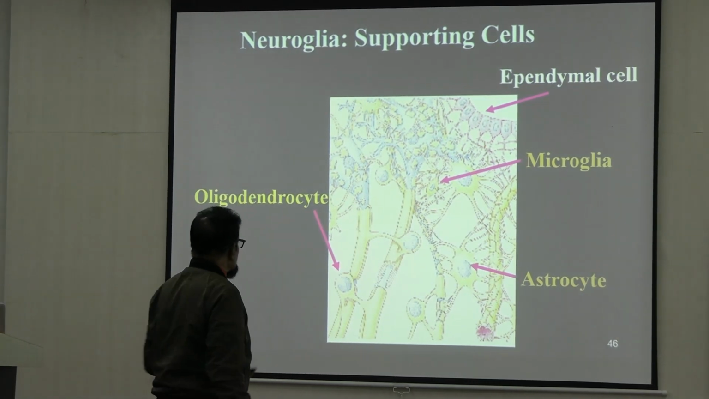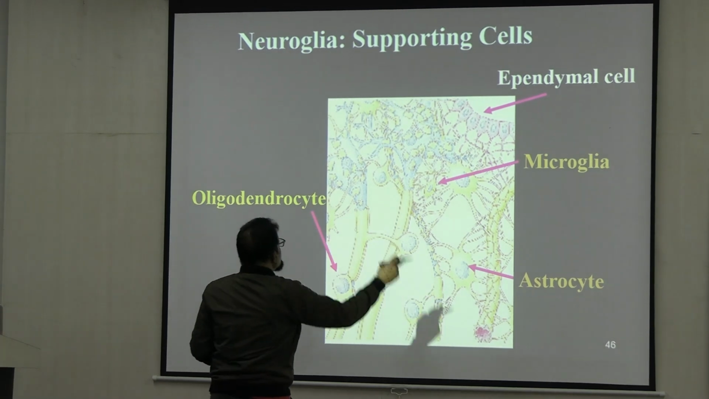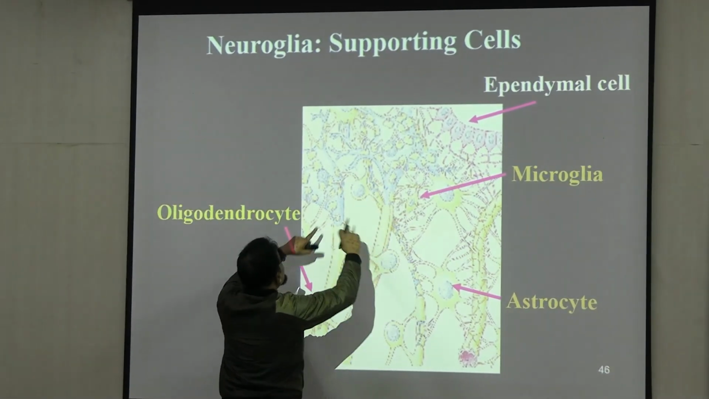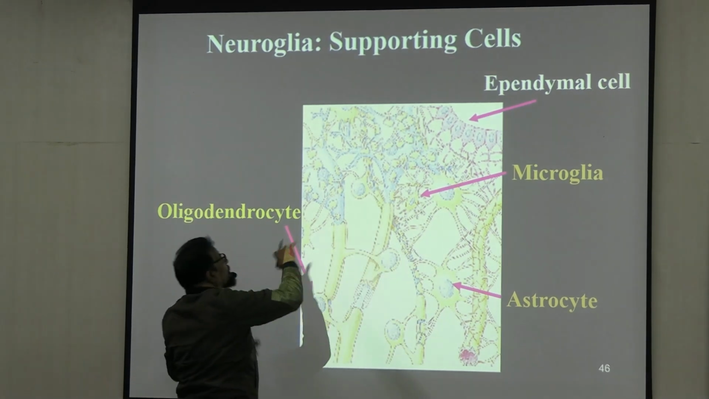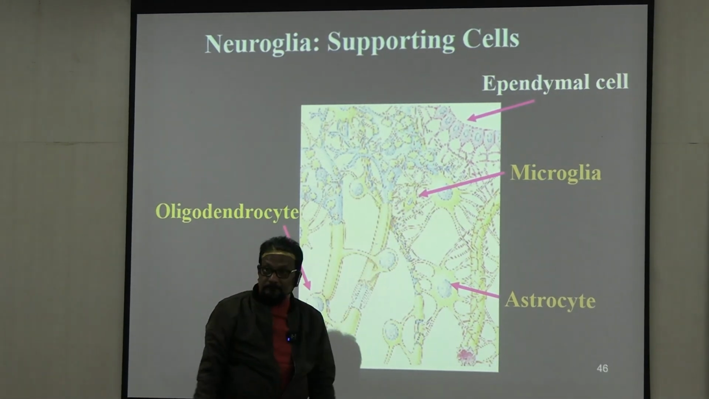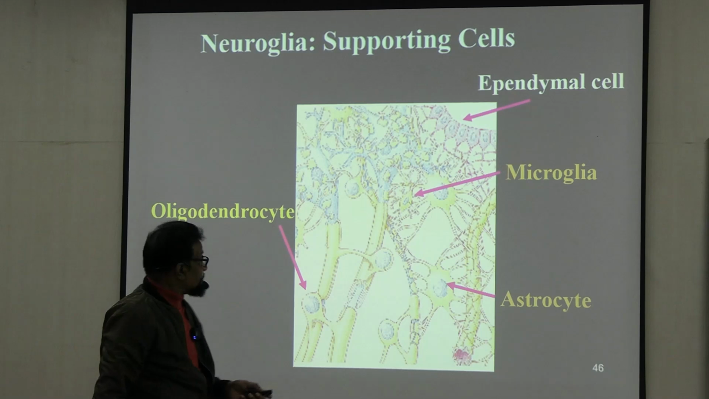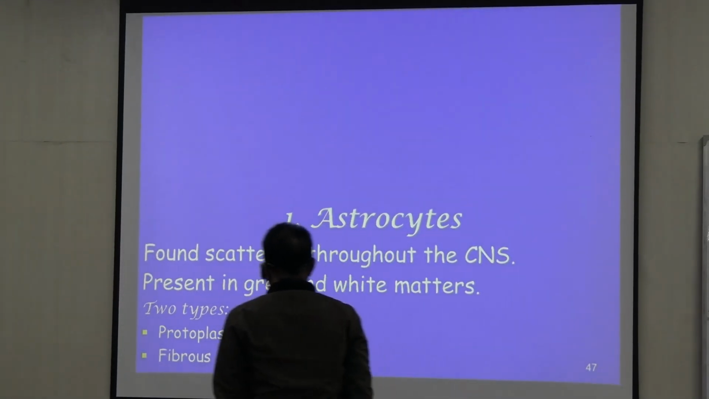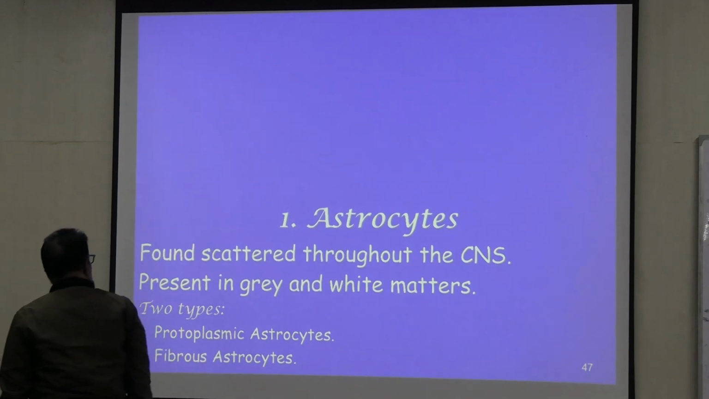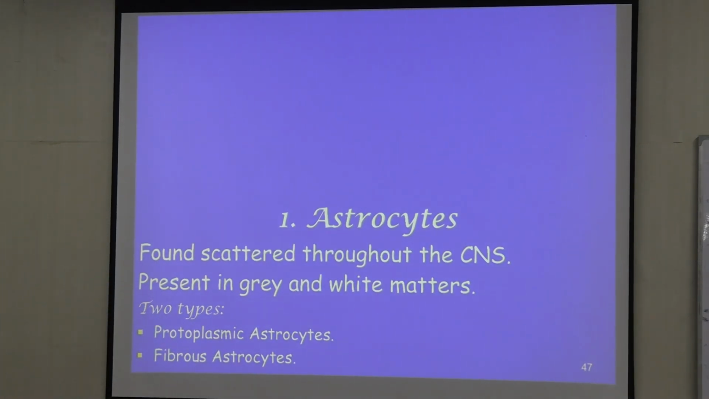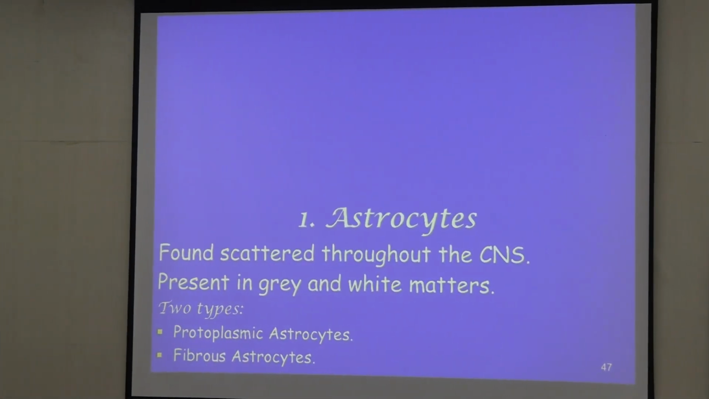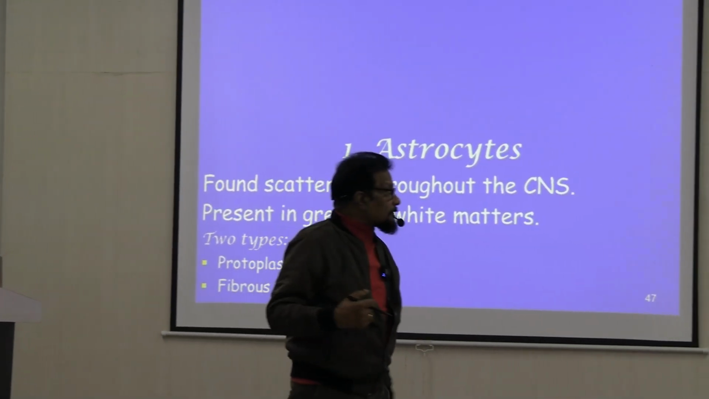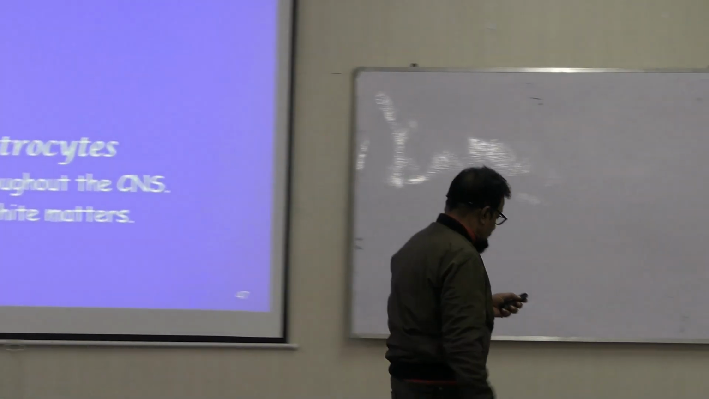Within the nerve tissue, see, these are the neurons and they are supported by a lot of different types of neuroglia. Now let us learn about astrocytes. Found scattered throughout the CNS, central nervous system, present in grey and white matter. In the brain there are grey matter and white matter. In the spinal cord also you will get grey matter and white matter.